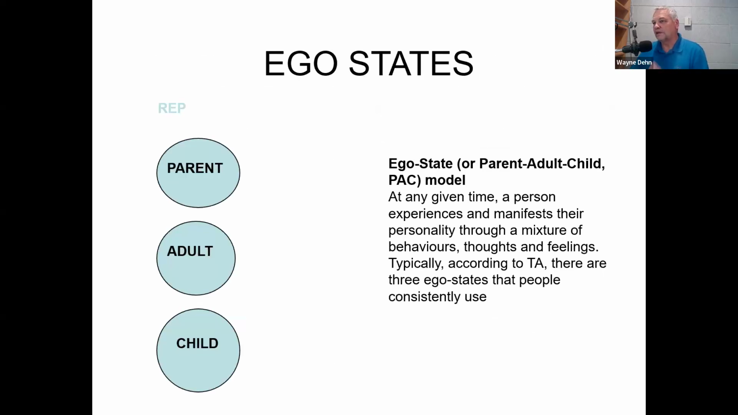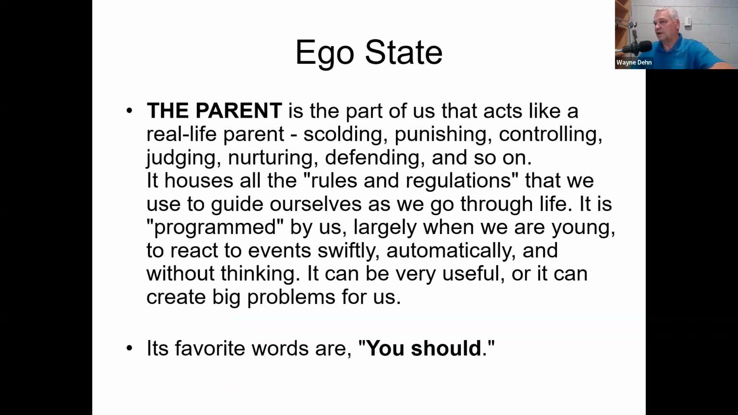So when you think about it this way, I want you to think about these different ego states: the parent, the adult, and the child. All right. Now, the parent ego state is the part of us that acts like the real life parent: scolding, punishing, controlling, judging, nurturing, defending, and so on. It houses rules and regulations that guide us as we go through life, but it's usually programmed largely when we were young, and how we react to events swiftly and automatically without thinking about it. This can be very useful, or it can create a problem for us.